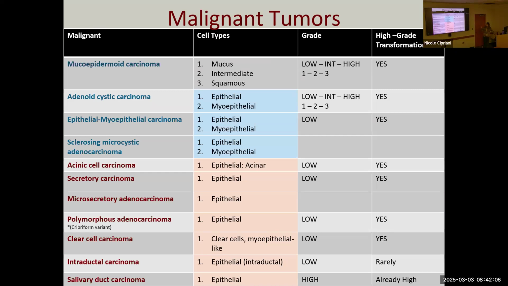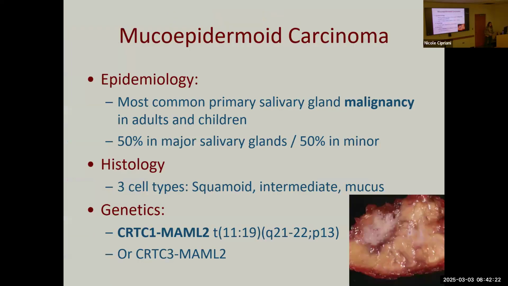Now we're going to move into the ones that are essentially only malignant. Do you guys have questions so far? Okay. Only malignant, we're again dealing with, is it monophasic, is it biphasic, or is it mucoepidermoid, essentially. Mucoepidermoid being of three cell types, squamoid, intermediate, and mucus, like we already said.